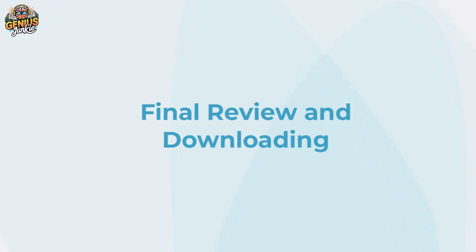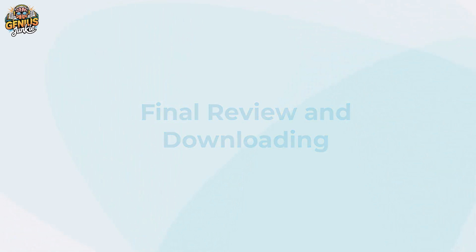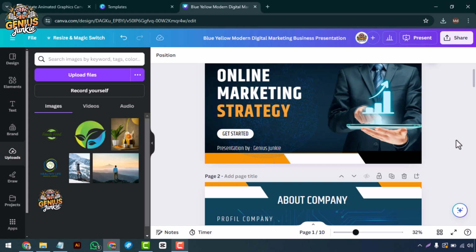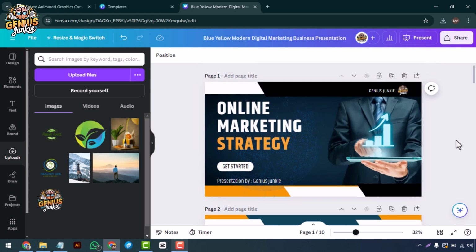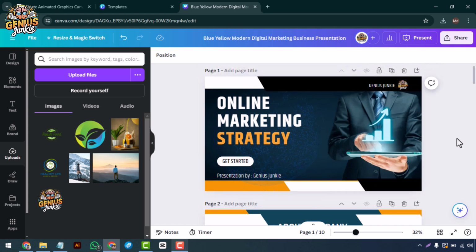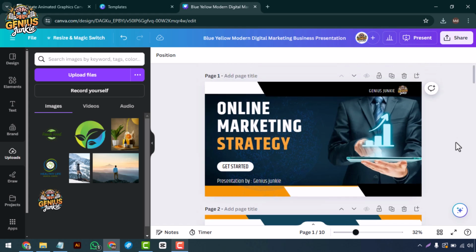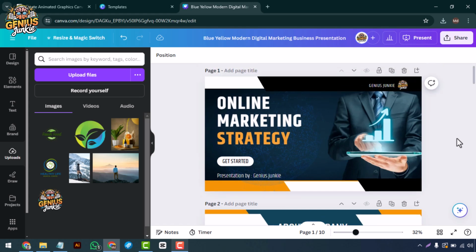Final review and downloading. Let's make sure your presentation design is consistent and polished. Check that all the fonts, colors, and spacing are uniform throughout the slides. This gives your presentation a professional and cohesive look. Also, proofread your slides for any typos or errors before finalizing.